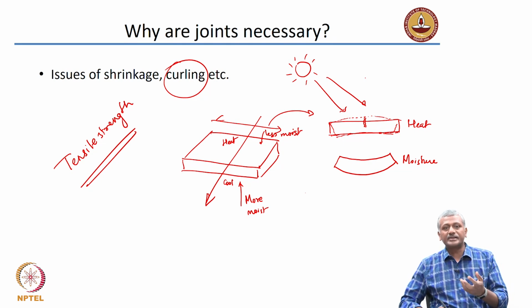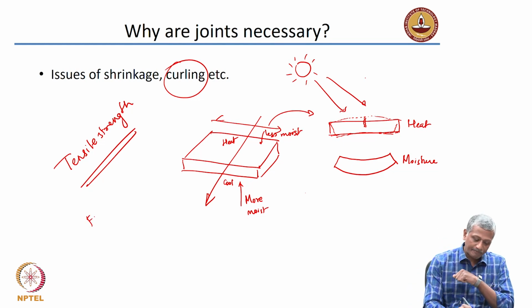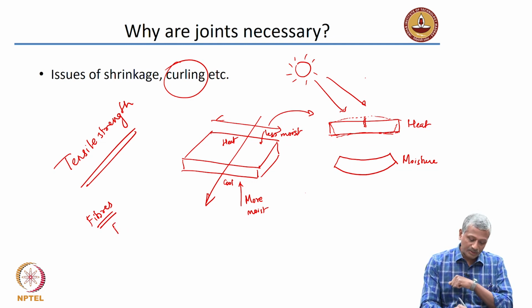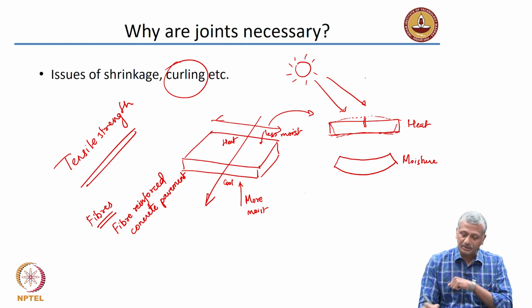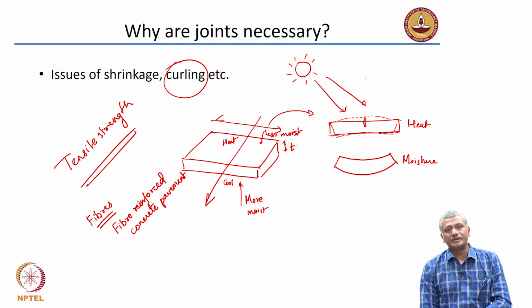But tensile strength can also be improved, or tensile load carrying capacity can also be improved by using fibers. That is why today people are trying to work out strategies of using fiber reinforced concrete pavements. And that reduces the requirement of the thickness. You can reduce this thickness. If I use fiber instead of plain concrete, I can reduce the thickness of the pavement significantly to take the same extent of loading, okay, and also work against the cracking that happens because of curling and shrinkage related issues.